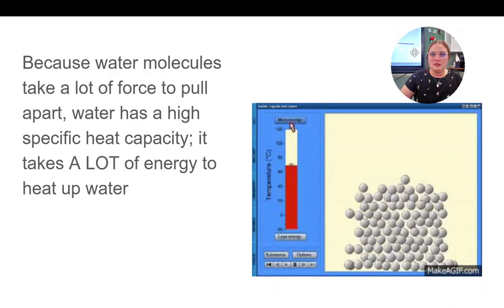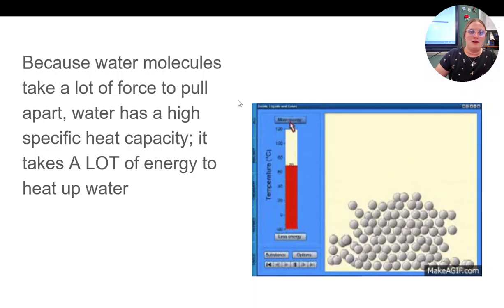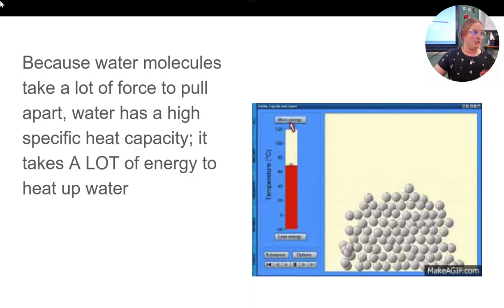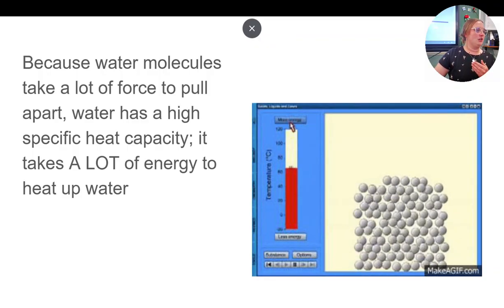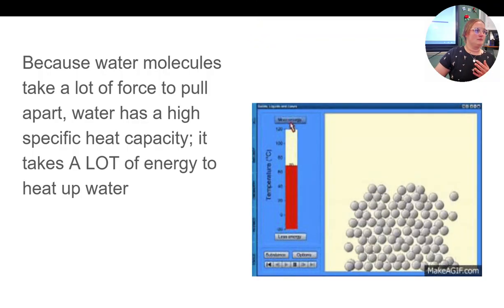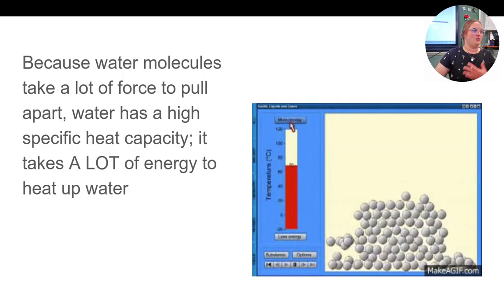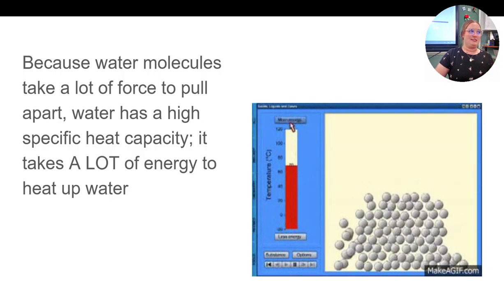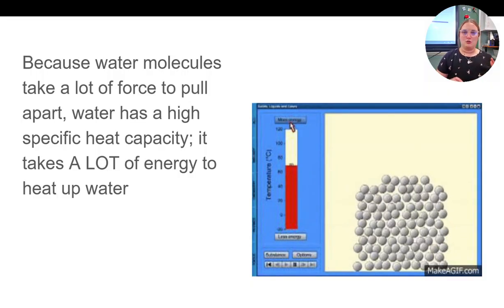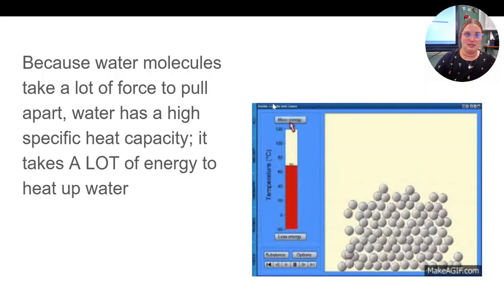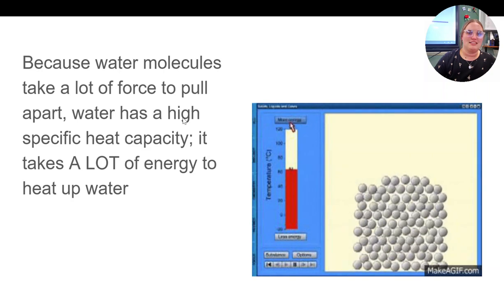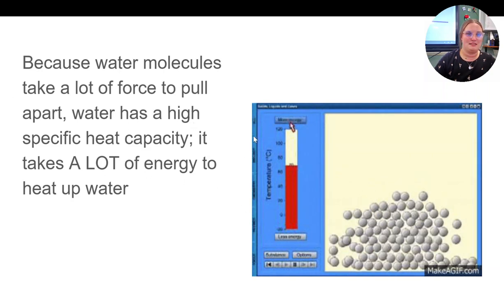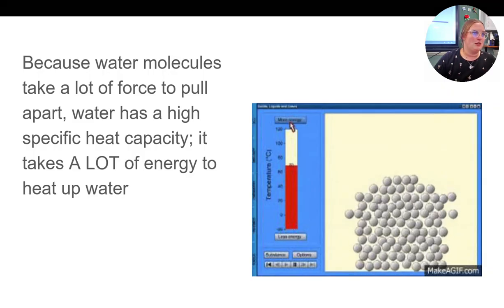So, we discussed water molecules take a lot of force to pull apart. Again, they're sticky. They want to stick to each other, okay? So these hydrogen bonds are the reason why water exhibits all of these other properties that we're going to talk about, okay? So, we're going to talk about temperature of water, okay? So, we're talking about why water has a high specific heat capacity, okay? High specific heat capacity. So, that is one big thing we're going to talk about.